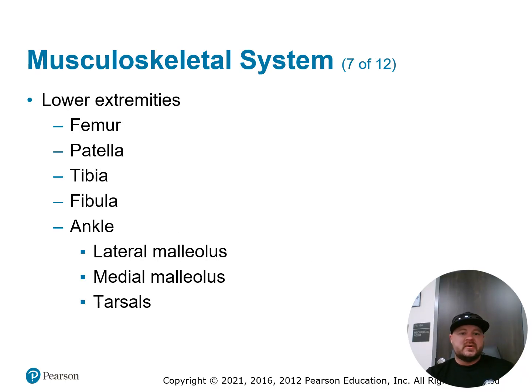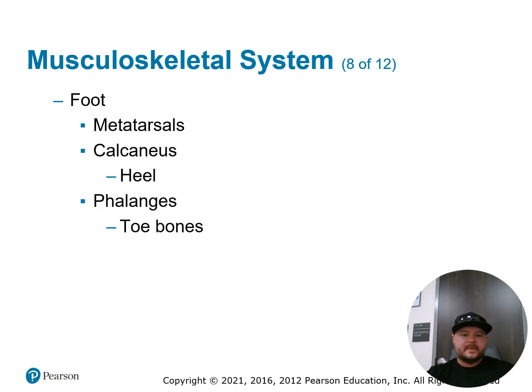So our lower extremities consist of the femur, the large single bone in the upper part of your leg and your thigh, your patella, your kneecap. You have your tibia and fibula in the lower part of your leg, and then your ankle. Your foot has metatarsals, your calcaneus bone or your heel, and then phalanges, which are the toe bones.